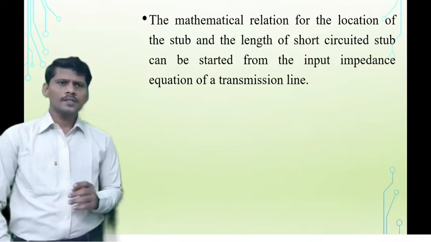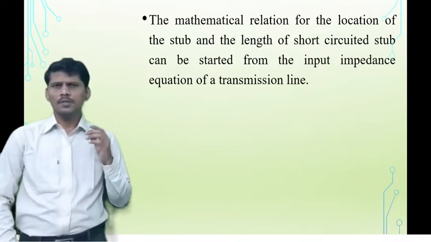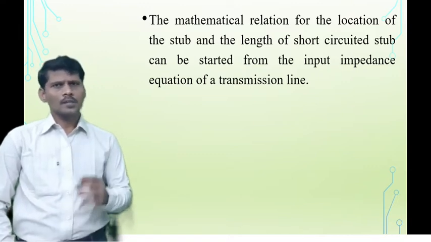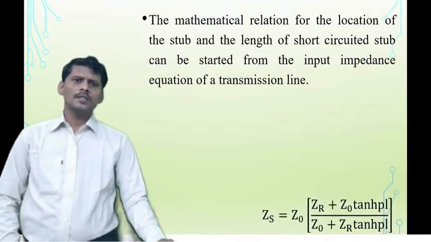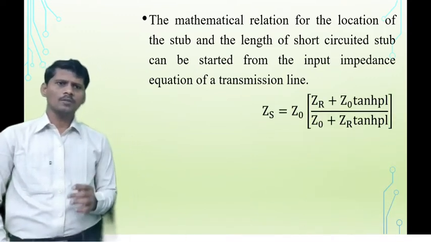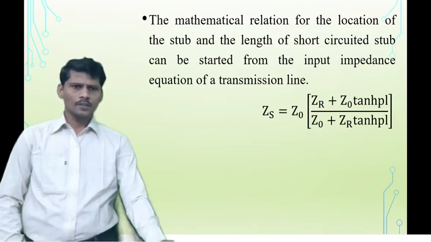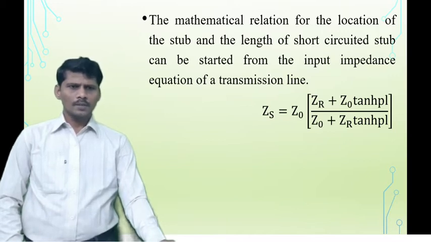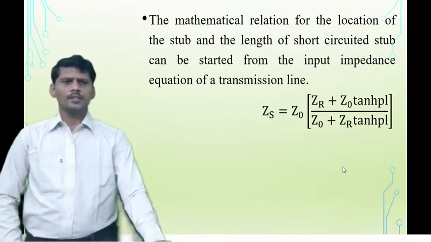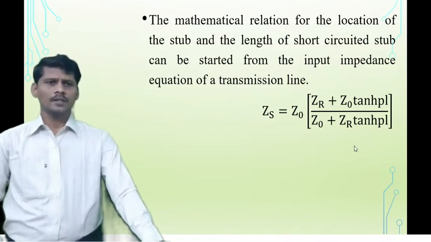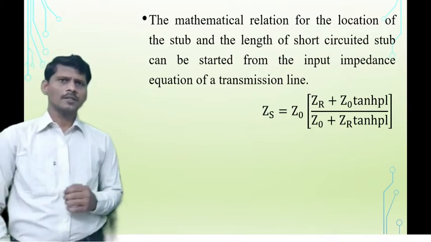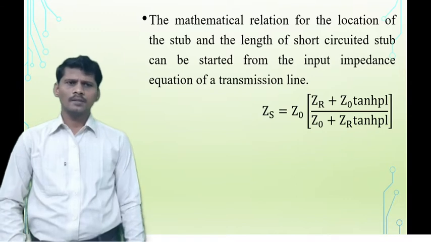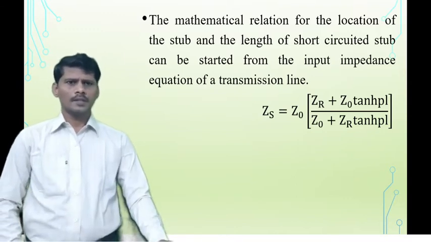The mathematical relations for the location of the stub and the length of the short-circuited stub can be started from the input impedance of a transmission line. We know that the input impedance of a transmission line is given by Zs = Z0 (Zr + jZ0 tanβl)/(Z0 + jZr tanβl), where Zs is the input impedance, Z0 is the characteristic impedance, and Zr is the load impedance of the transmission line.